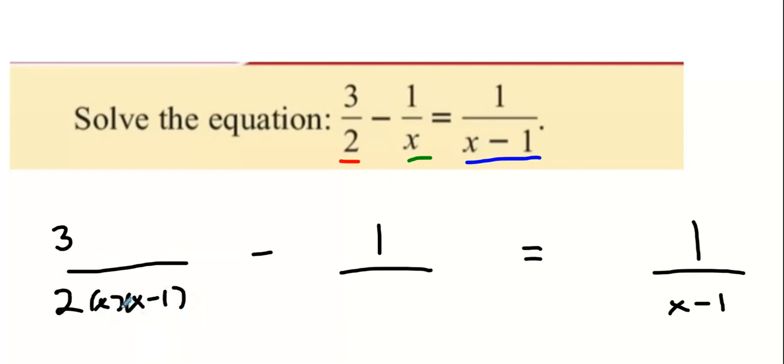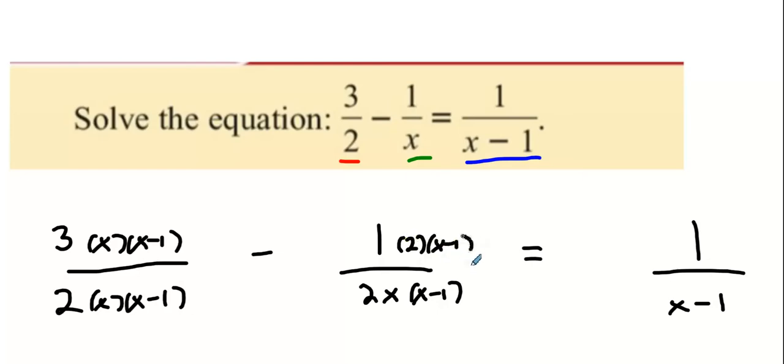But since you added in the x and the x minus 1 on the bottom, you need to add them in on the top. Likewise, this one already has the x, so you're going to add in the 2 and the x minus 1. So you have to add in the 2 and the x minus 1 on top.